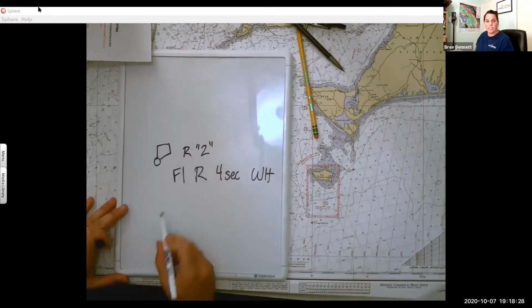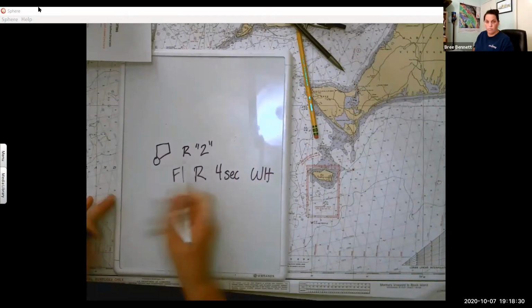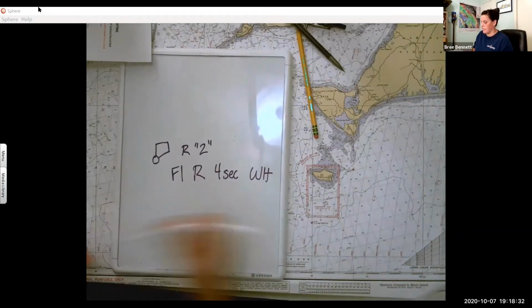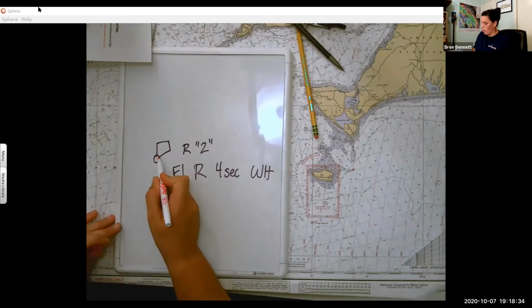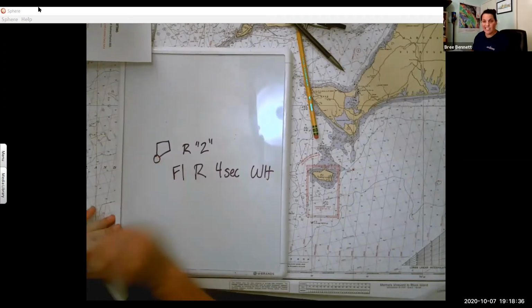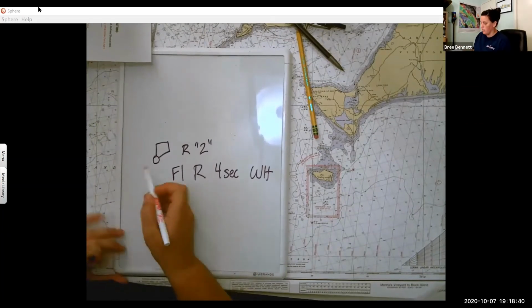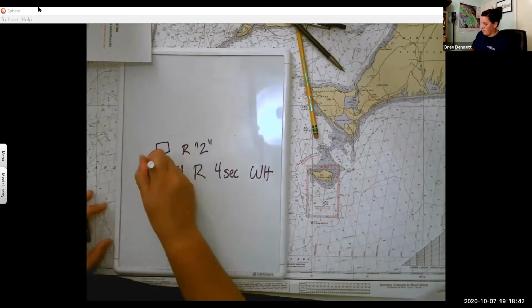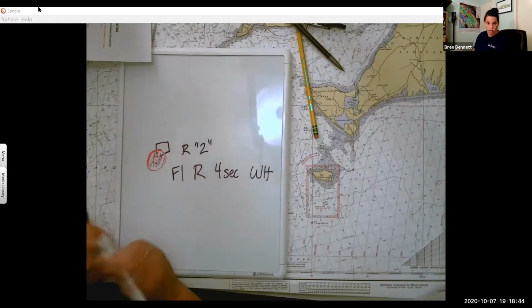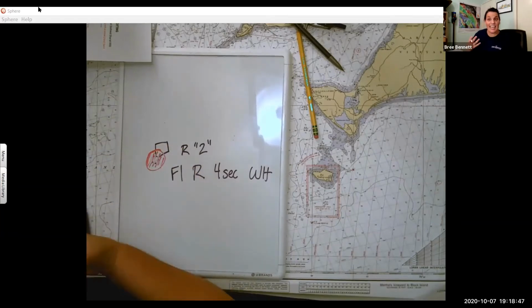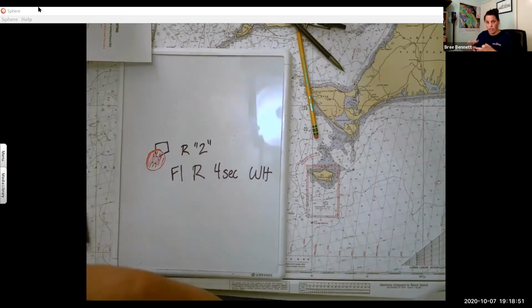Okay, so it tells us first the shape. It has an open circle, so we know that it is not fixed. This is a buoy, not a light. Then it has this magenta stamp over it, and that tells us it has a light on the buoy. So it's a floating buoy that has a light.